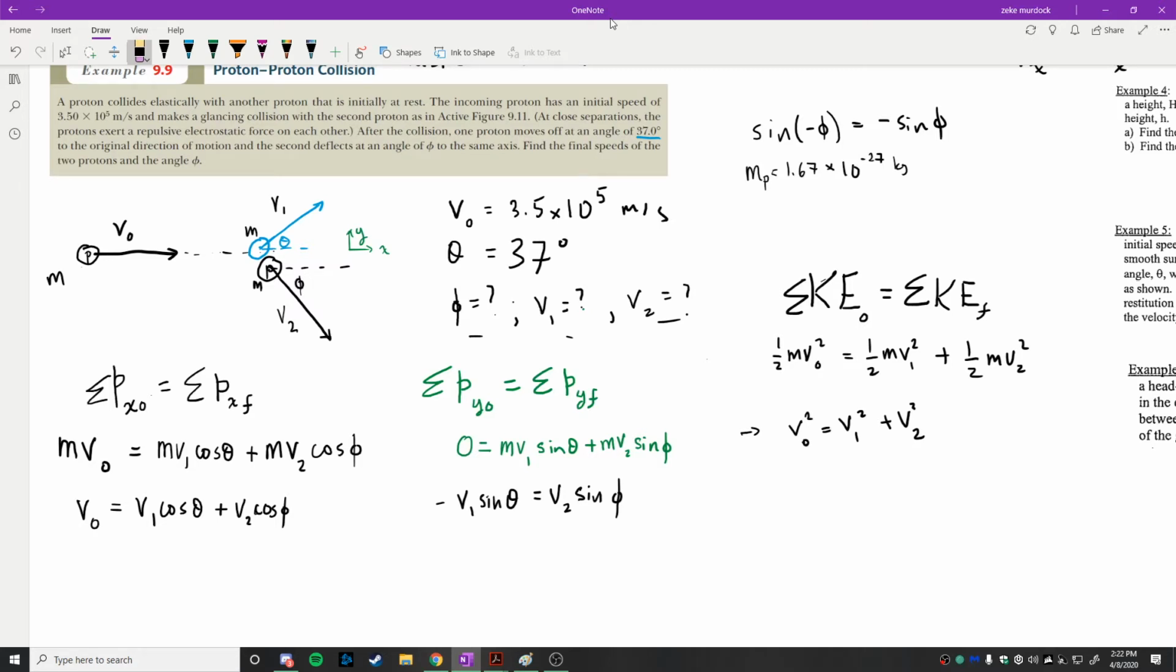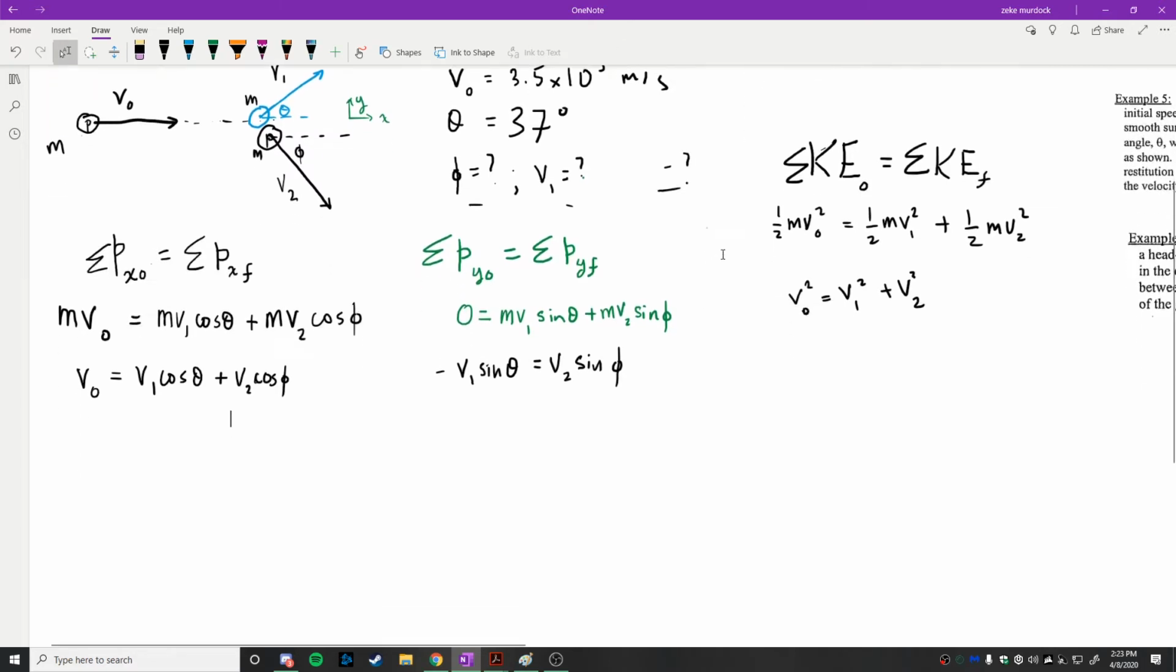Anybody else get close to an answer, or know a good strategy for doing this, at least? Well, I got v2 squared in terms of v naught and the sines of the angles. But I'm just now solving for the angles. You can sub for v1 and v2 into the third equation. You guys want to try that real quick? All right, let's see if we can do it.